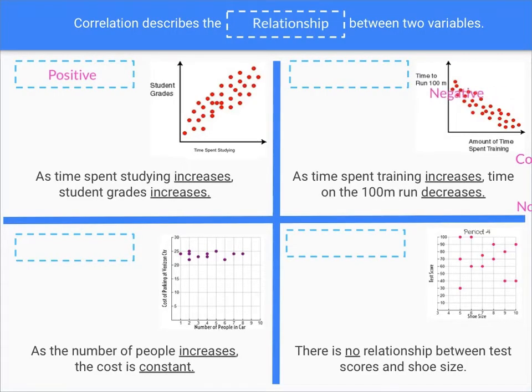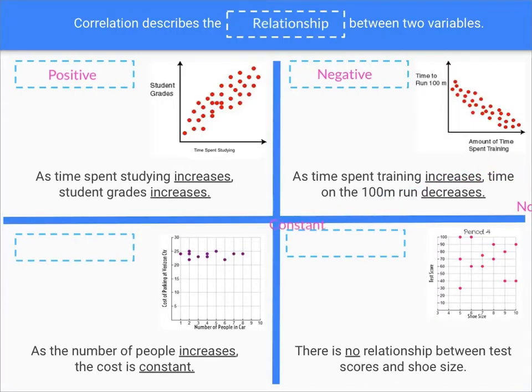Then we have negative correlation, and that's where the one thing increases and the other thing decreases. That doesn't necessarily mean that it's going to be bad. Negative correlation does not mean something negative is happening. For example here, as time spent training increases, the time on the 100-meter run decreases. So that's a positive thing. That person is getting faster at running, but that has a negative correlation. The more you train, so training increases, the faster you can run, so your time decreases.